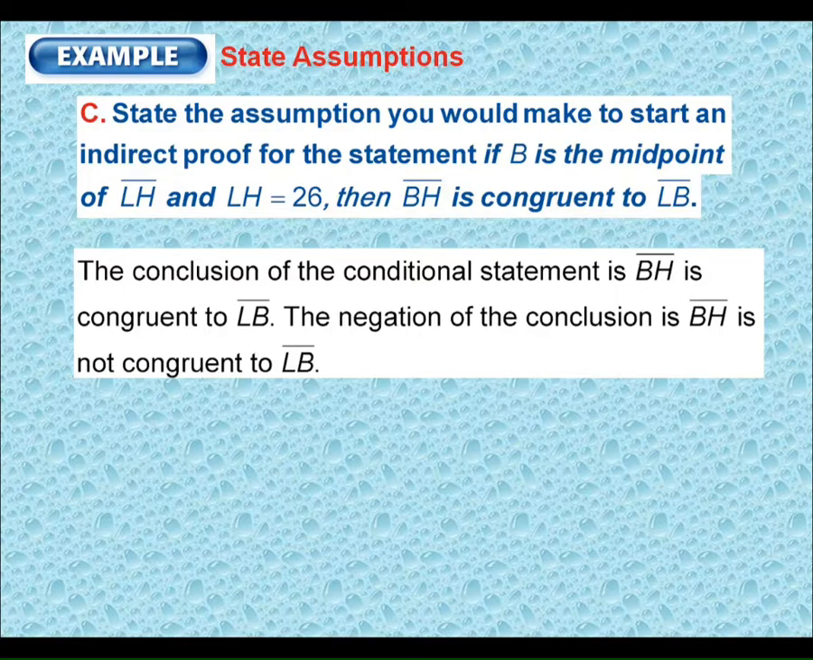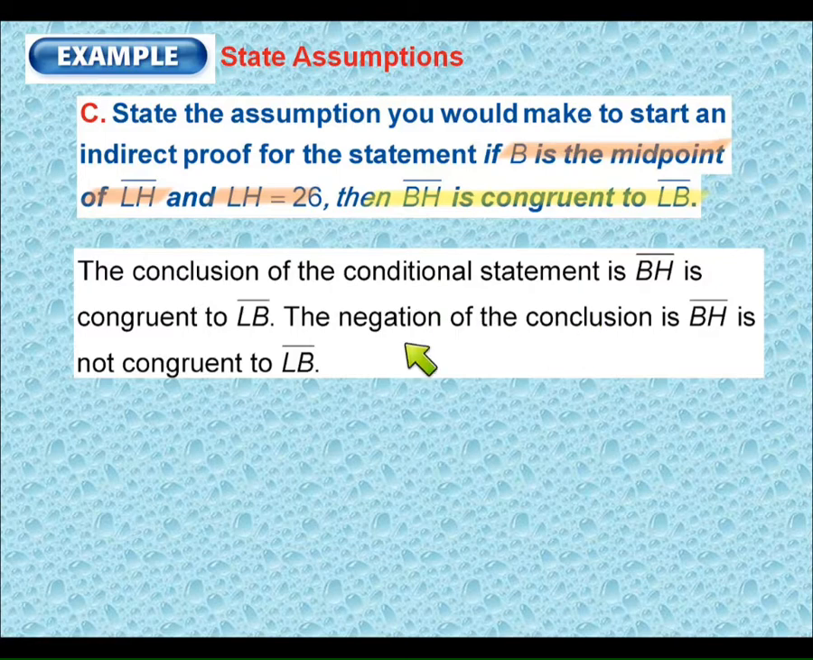State the assumption you would make to start an indirect proof for the statement: B is the midpoint of LH, and LH is 26. Therefore, BH is congruent to LB. So our given information, let's highlight what's given. Remember, given is our if part. If B is the midpoint of LH and LH is 26, that's given to us. What we're trying to prove is that BH is congruent to LB. That's our then part.